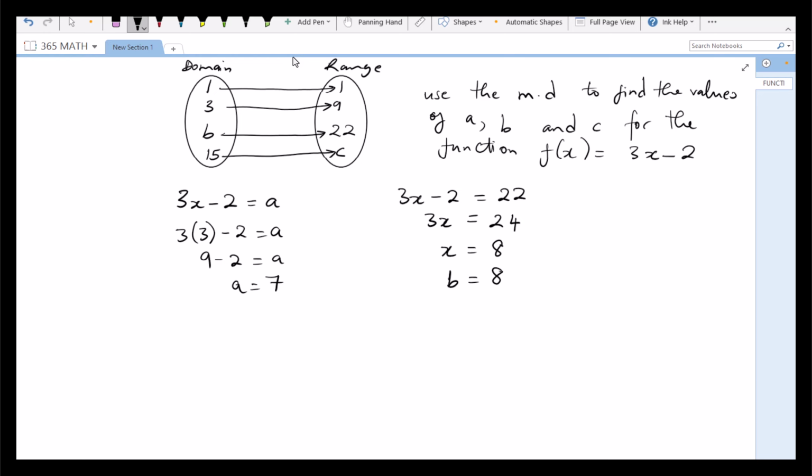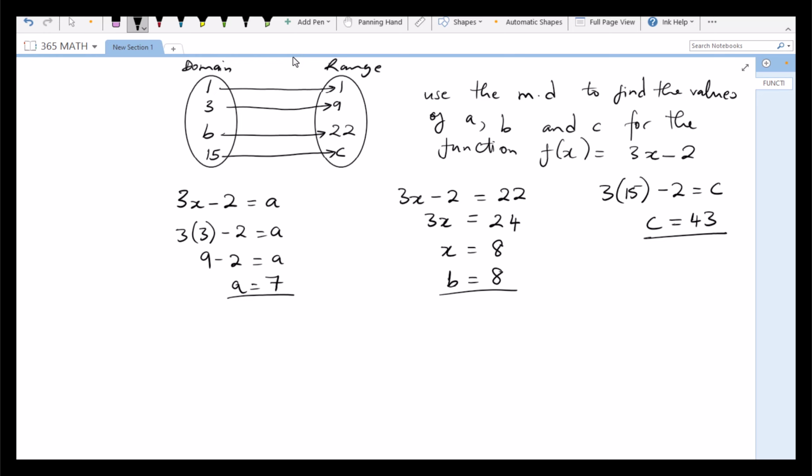And now we want to find C. And remember, 15 right here under the domain is our x value. So we have 3 multiplied by 15 minus 2 is equal to C. 3 times 15, that's 45, minus 2, that's 43. So C is equal to 43. So there are our values. A is equal to 7, B is equal to 8, and C is equal to 43.